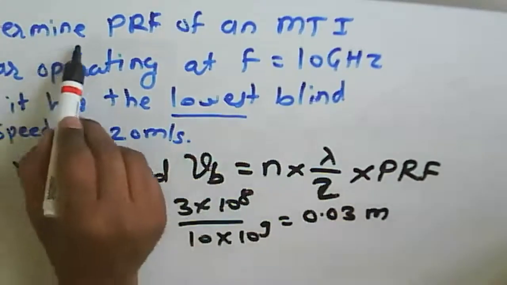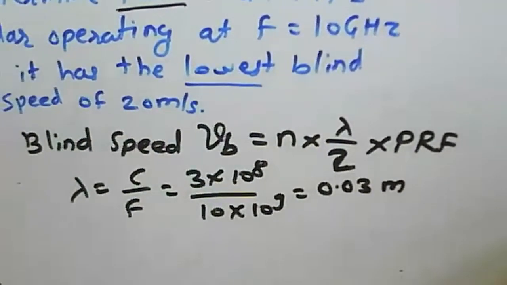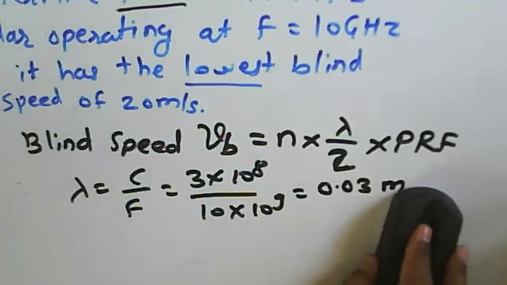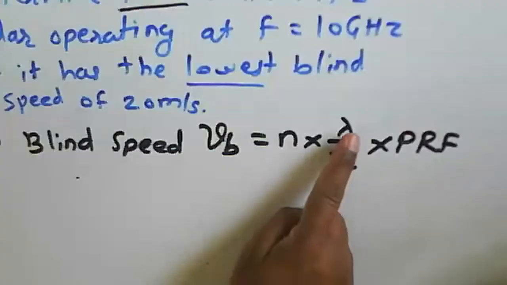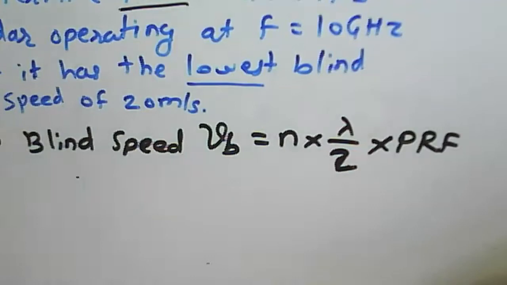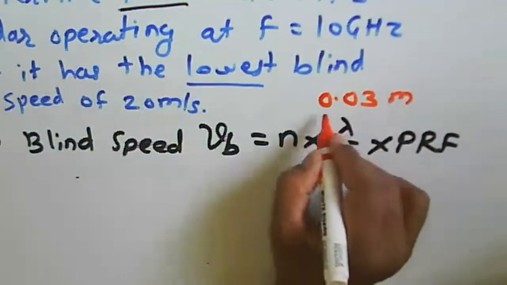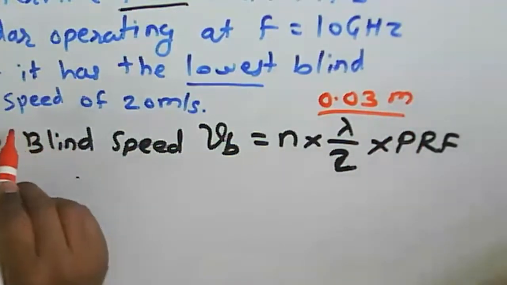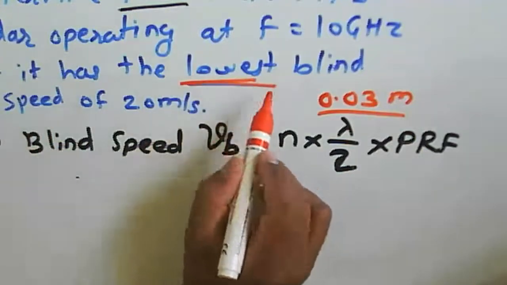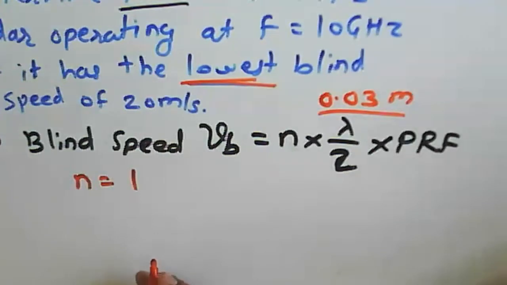Now, our aim is to obtain the PRF, the pulse repetition frequency. So we can put here the value of VB. VB is equal to n lambda by 2, where lambda is 0.03 meters. And n, because it has the lowest blind speed, will be 1.